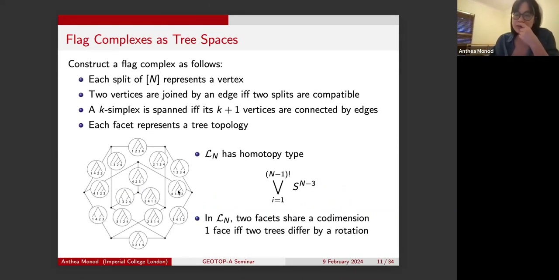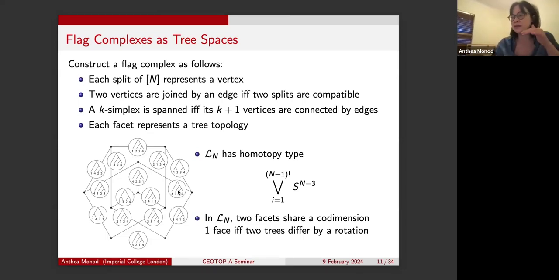So you can construct a flag complex, or a clique complex, as follows. Each split of the leaf set represents a vertex, and two vertices are joined by an edge if and only if the two splits are compatible. And a k-split simplex is spanned if and only if its k plus one vertices are connected by edges. And each minimal simplex here represents a tree topology.